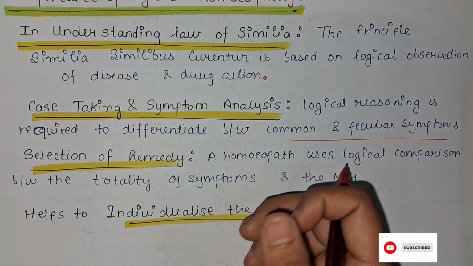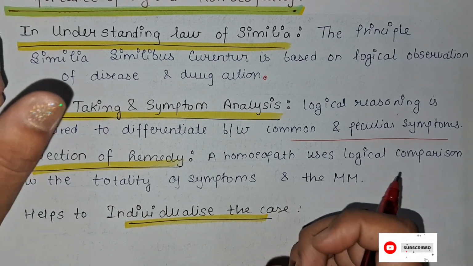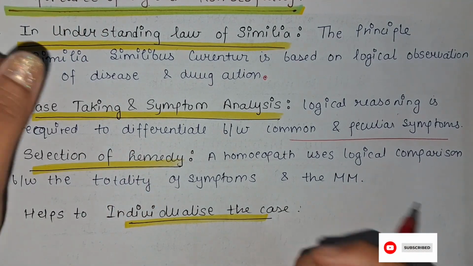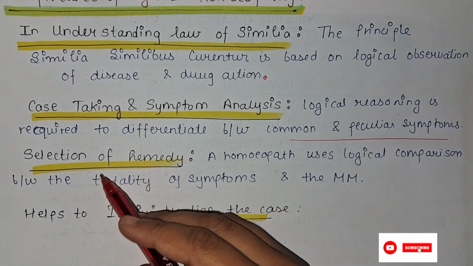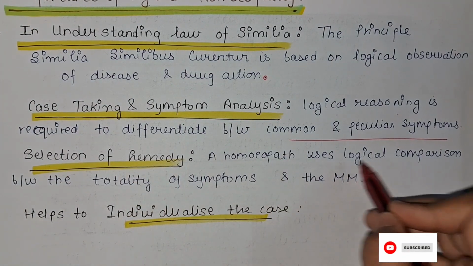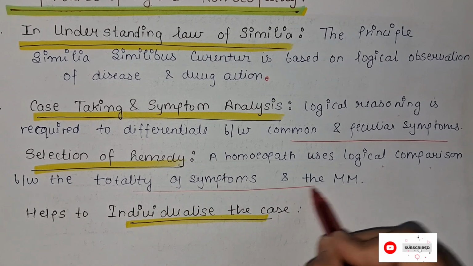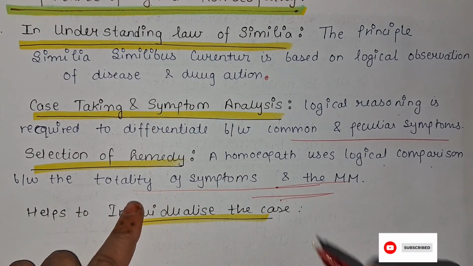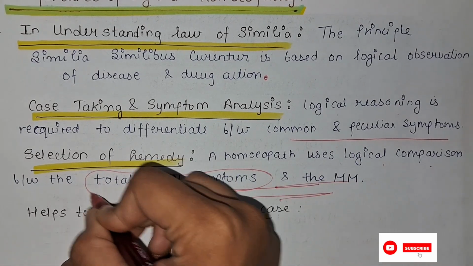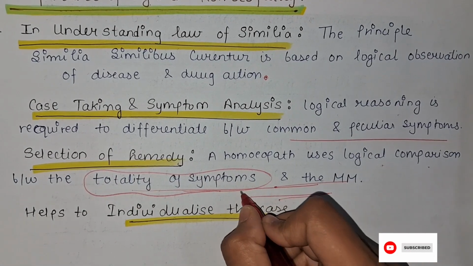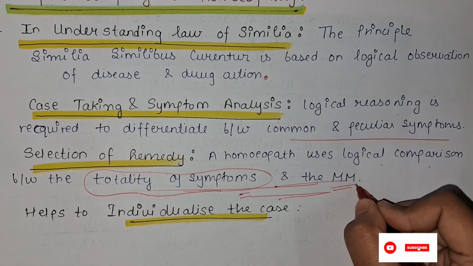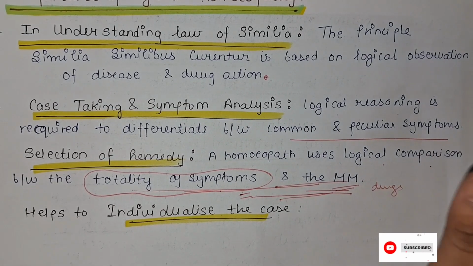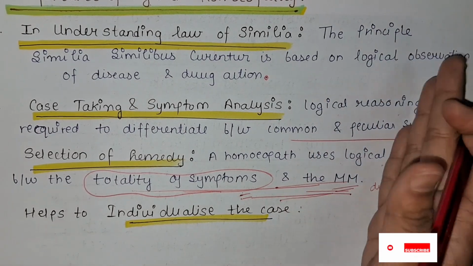ठीक है, so to do that, to get the peculiar symptom or to differentiate between the common and peculiar symptom, we use this reasoning. Okay, then selection of remedy. A homeopath uses logical comparison between the totality of symptoms and the materia medica. Selection of remedy means, as I already told, the totality of symptoms, whatever signs and symptoms the patient tells us, if they are similar to the drugs of our homeopathic materia medica, then that will be our final remedy. So to select that, logic is applied.